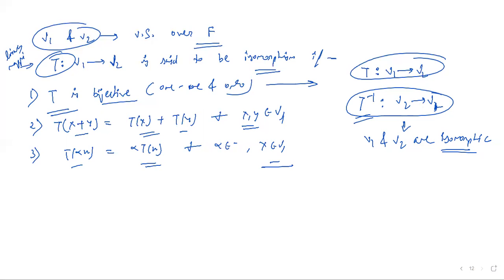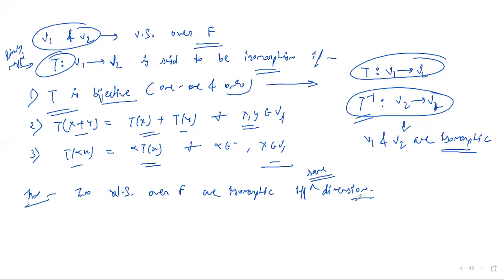Now, this is the theorem. How can we say whether vector spaces are isomorphic or not? Two vector spaces over the same field F are isomorphic. The first way to check is these three conditions, but we can also check whether the two vector spaces have the same dimension. If two vector spaces over the same field have the same dimension, then we can say that they are isomorphic.